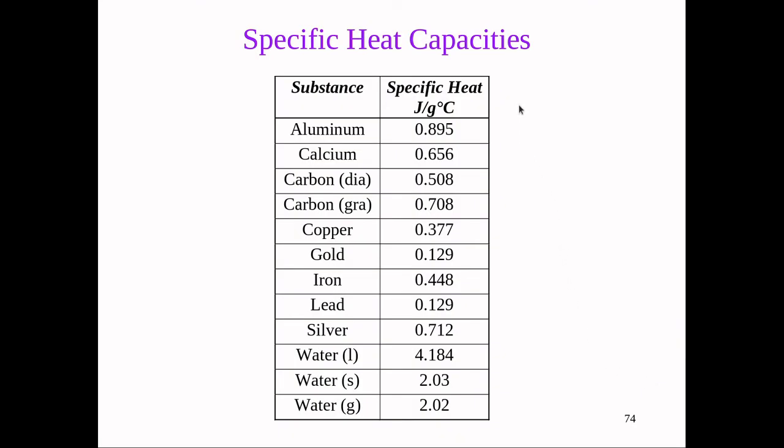Here's a list of specific heat capacities for various different compounds, pure substances. You can see metals like aluminum have pretty low specific heats relative to water, and in general they're usually much lower than water. Water has a really high specific heat capacity, and you can see that that's really only true for liquid water. For solid water and gaseous water, it's almost halved.